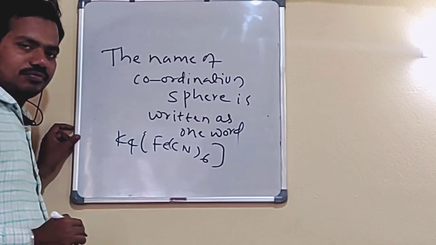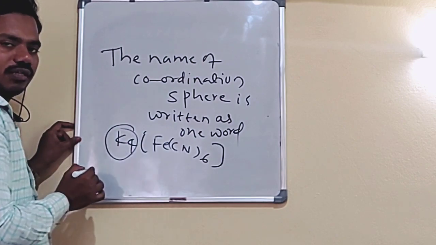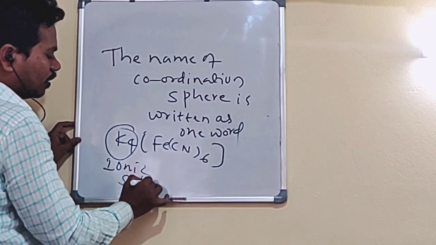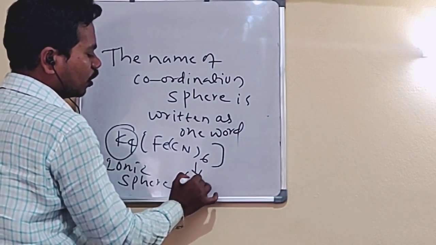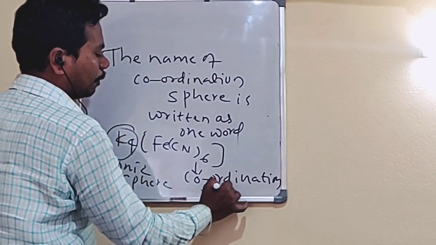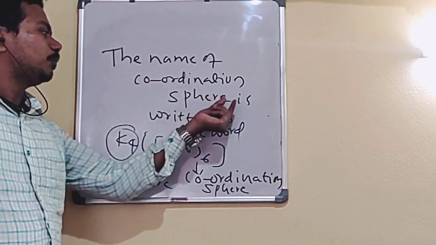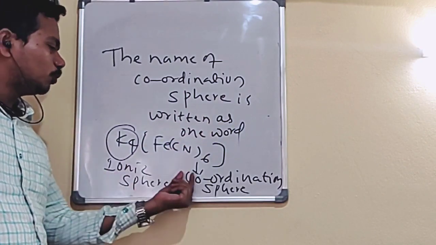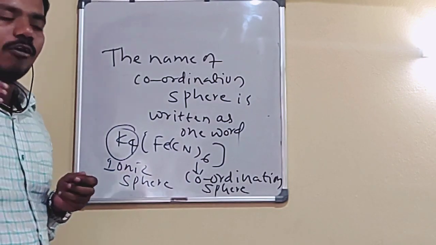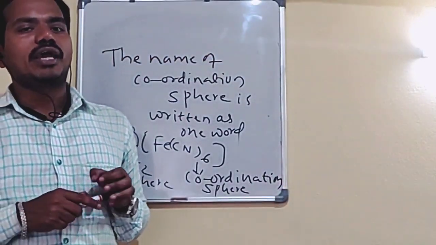K4[Fe(CN)6]. In the last video we discussed here that K4 is called the ionic sphere, and this is the coordination sphere. And your second rule here: the name of the coordination sphere is written as one word. We should write it as one word. The coordination sphere name should be written in one word. Later we will discuss examples, and you will get an idea of how to write it.